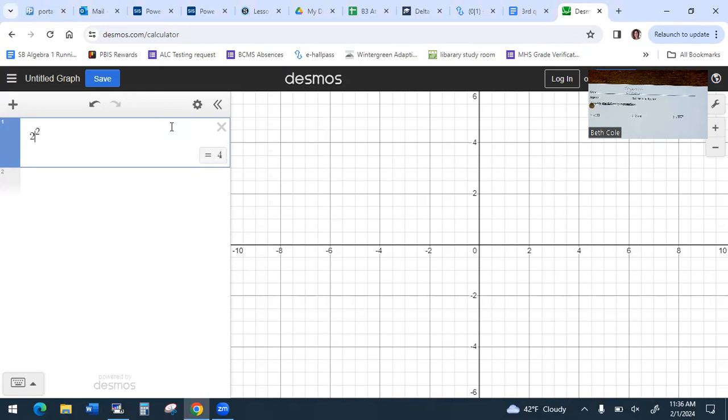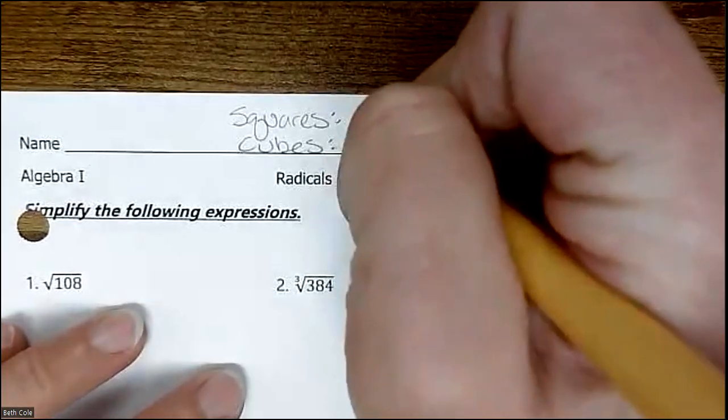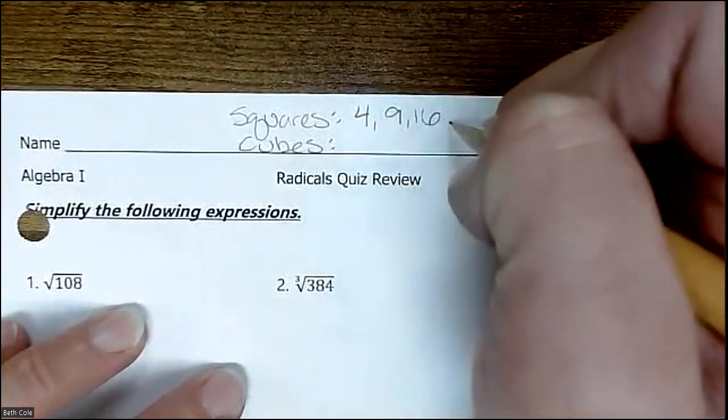Then I'm going to go back and make it three squared. Do you see that? Nine. And then I'm going to go back and make it four squared. Do you see what I'm doing? You can generate that list. That one's 16. Okay, I'm going to stop sharing and we'll write them out. But do you understand how you can make the calculator give them to you?